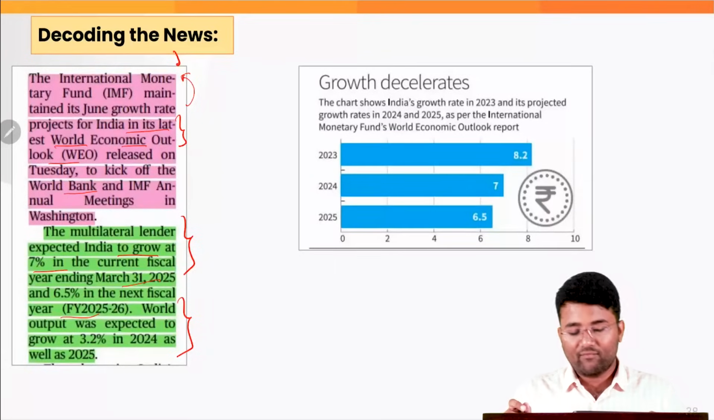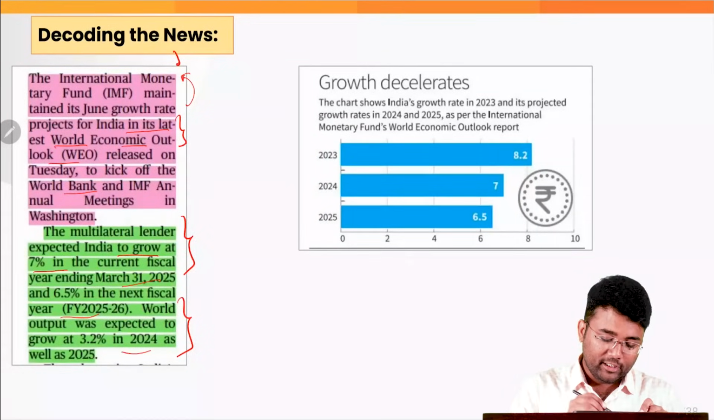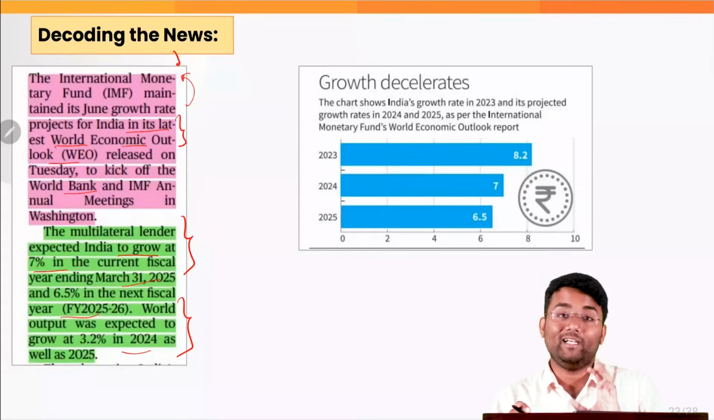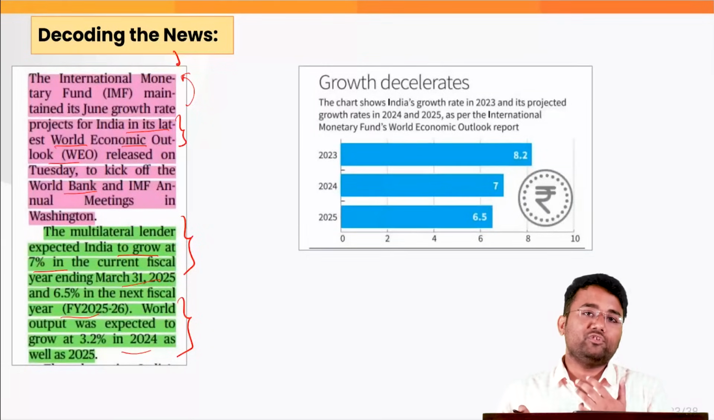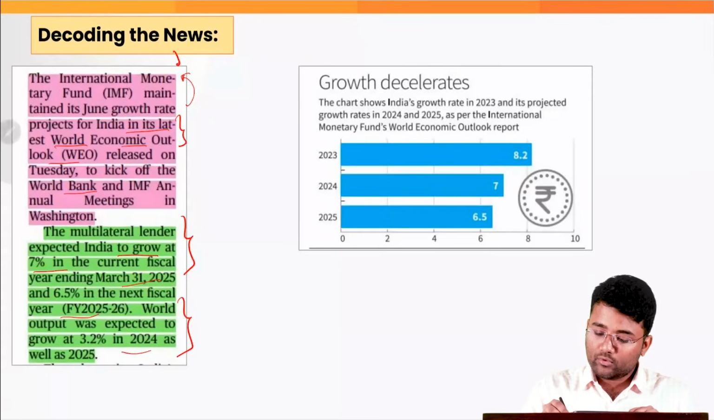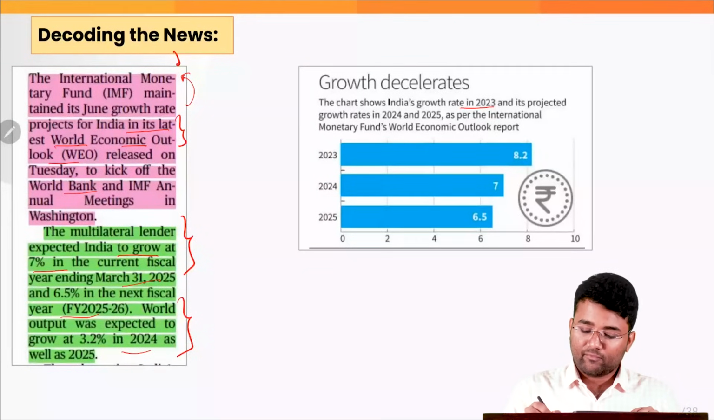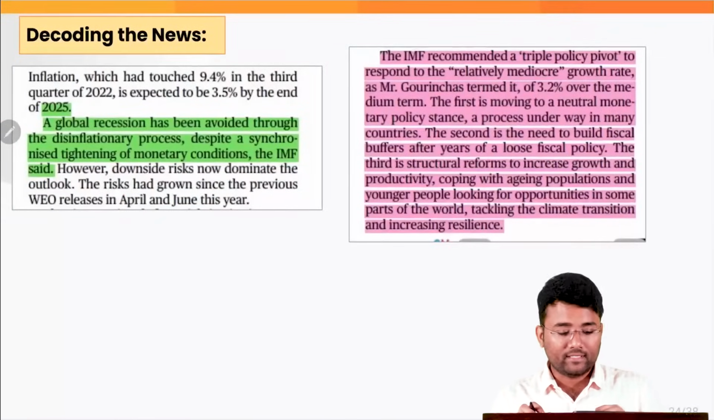But if we talk about the world output, that is expected to grow at 3.2% in 2024 as well as 2025. And in this regard, our GDP growth projections are much higher as compared to the global average. If you look into this chart, it shows that from 2023, our growth projections have been declining. That is an area of concern.